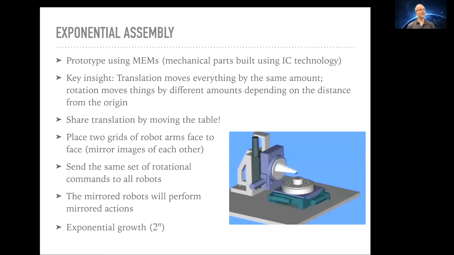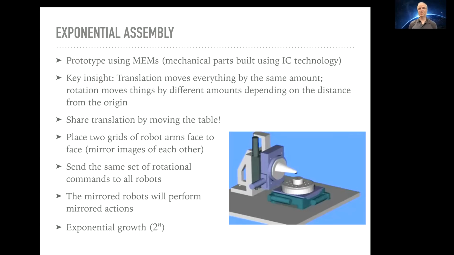So we came up with this idea that is called exponential assembly. It's using MEMS, which are microelectromechanical systems, which are basically integrated circuit technology, but made mechanical. So you etch away part of the layers. And the key insight was that there are basically 6 degrees of freedom, right? There's 3 translation, X, Y, Z, and rotation about the 3 axes.